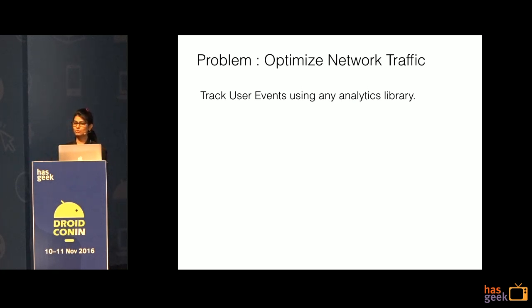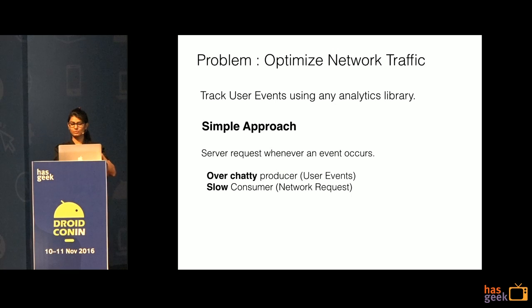For example, if you want to optimize network traffic, the use case here is you want to track user events, whenever a user clicked here, user clicked there. With each and every event, you want to send a server call. The simple approach will be a server request whenever any event occurs. So we'll have an over-chatty producer, that is the user events, and a slow consumer, that is the network request. Some kind of back pressure handling is required here. Even if you do not think about back pressure, you would still have to optimize this case.